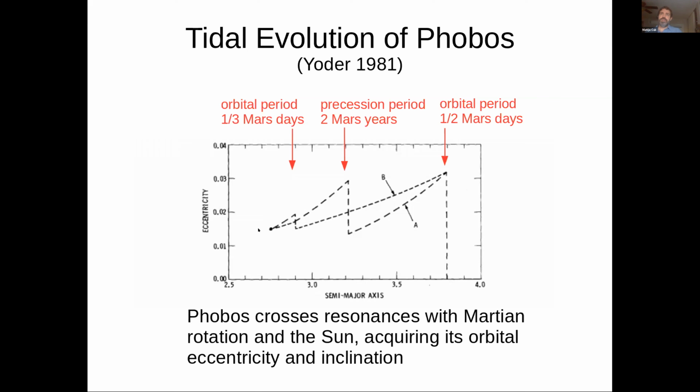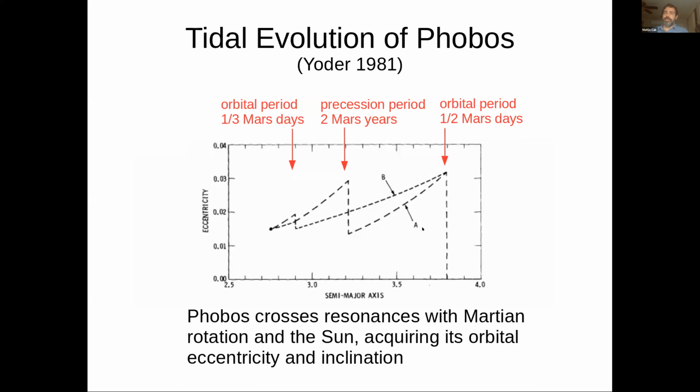by another resonance with the rotation of Mars, or with a secular resonance with a Martian year, because precession of Phobos at this point will be 2 Martian years. But this kind of explains pretty well why Phobos has eccentricity of a couple of percent. That's because it crossed these resonances with Mars and the Sun on the way in.